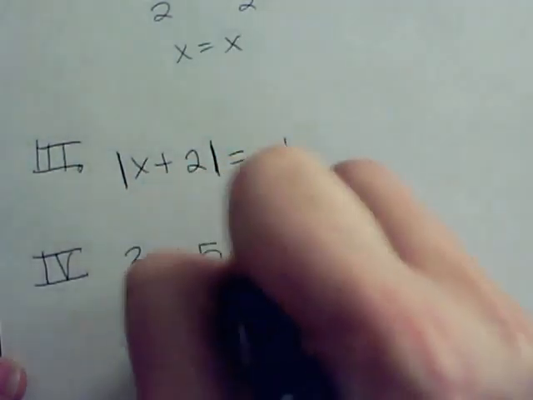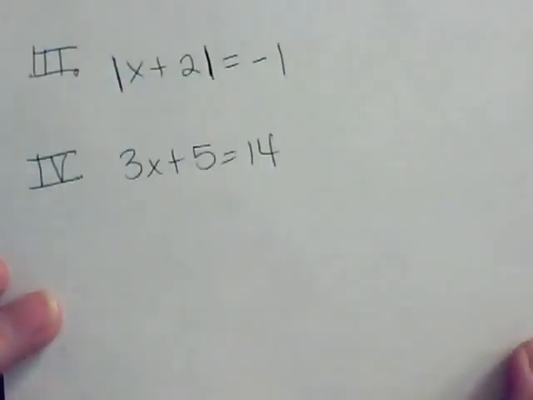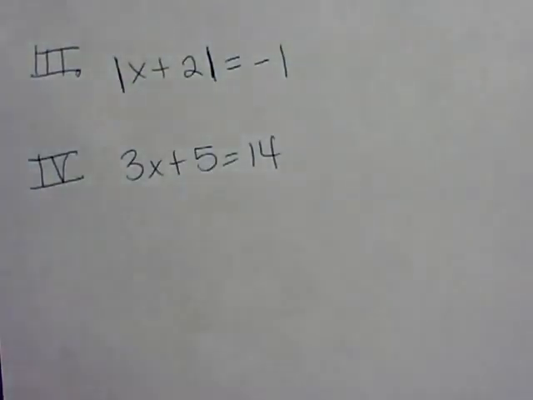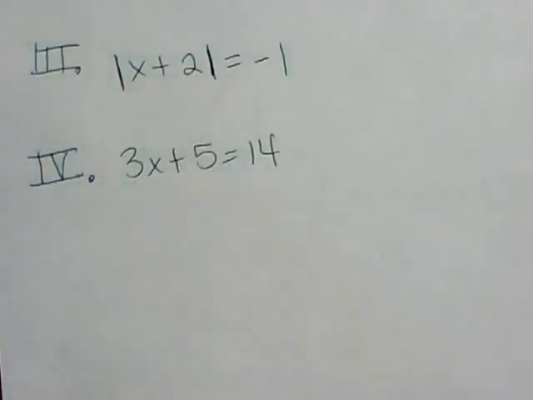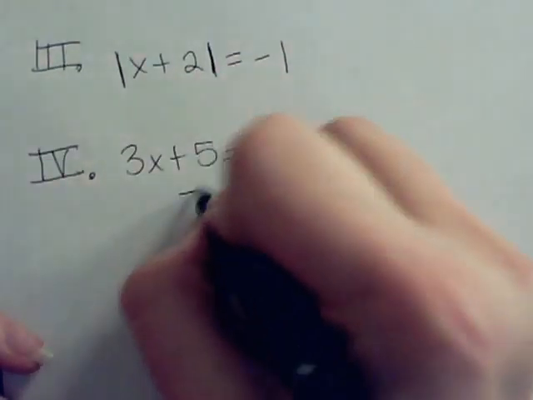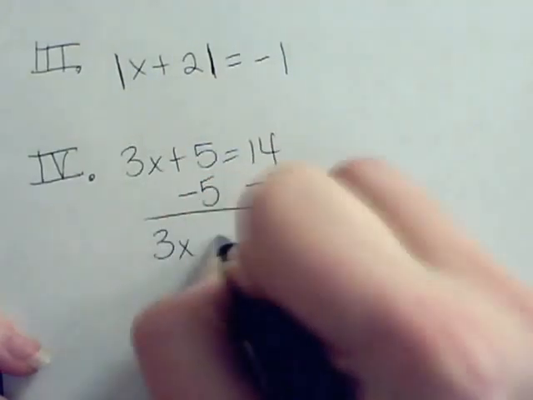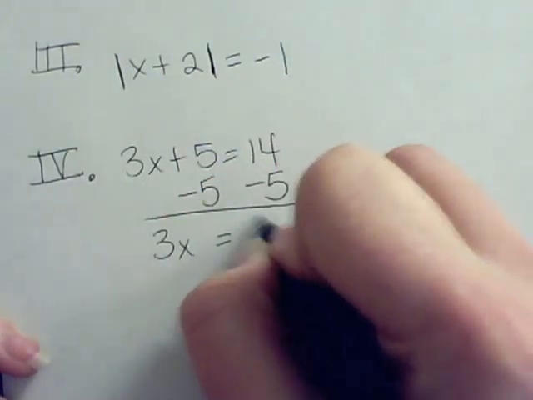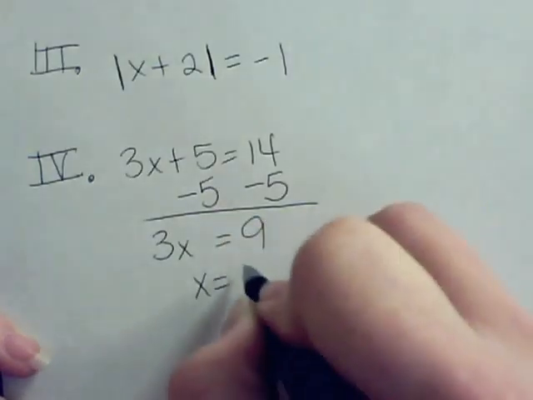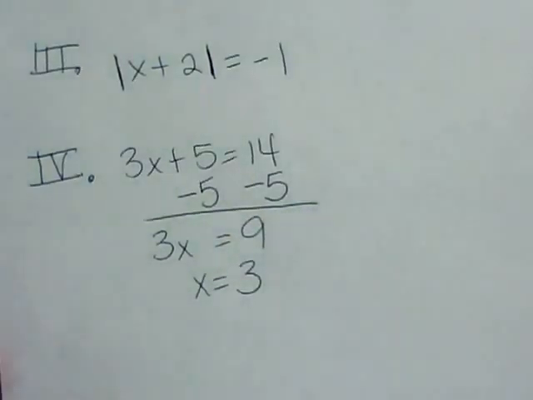Okay, let's look at 4. 3x plus 5 equals 14. How do I solve this one? Isolate x. How do I do that? To isolate x, I subtract 5. 3x equals 9. What does x equal? 3. Does that have more than one solution? No. So the correct answer here is F, 1 and 2.